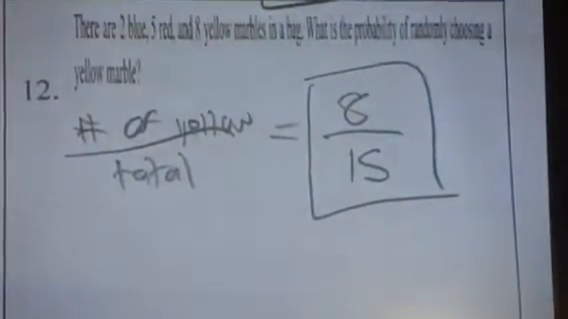Last one. There are 2 blue, 5 red, and 8 yellow marbles in the bag. What is the probability of randomly choosing a yellow marble? So I've just got to put the number of yellow over the total. Okay? So there are 8 yellow over a total of, to find the total, I just add them up. 2 plus 5 plus 8 gives me 15. So 8/15. You could also turn that into a decimal, but you do not have to. That is all.